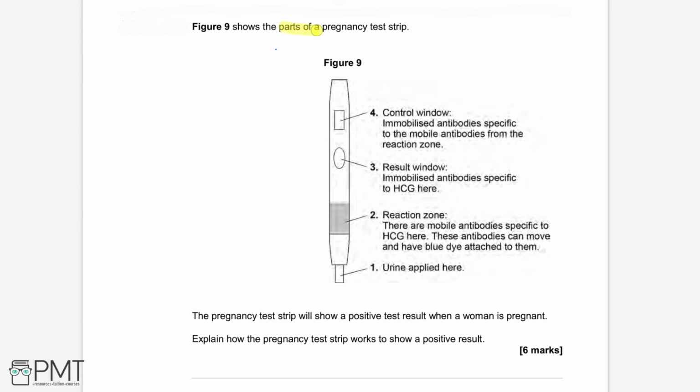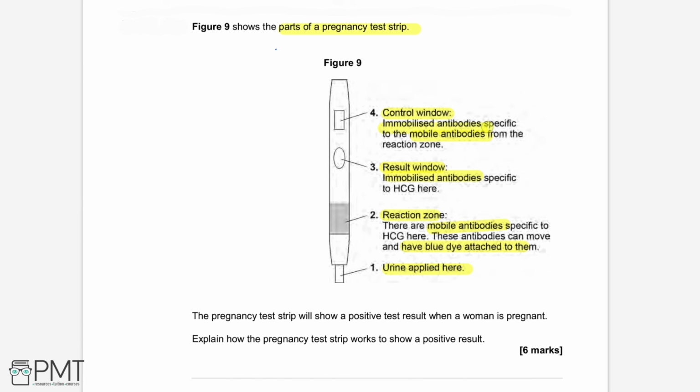Figure 9 shows the parts of a pregnancy test strip. Let's have a look at Figure 9. Well, first of all, urine is applied here, at the base of the strip. 2, there's the reaction zone. There are mobile antibodies here specific to HCG. These antibodies can move and have blue dye attached to them. 3, the results window. Immobilized antibodies specific to HCG are found here. And finally, there's a control window, where immobilized antibodies specific to the mobile antibodies from the reaction zone are found.